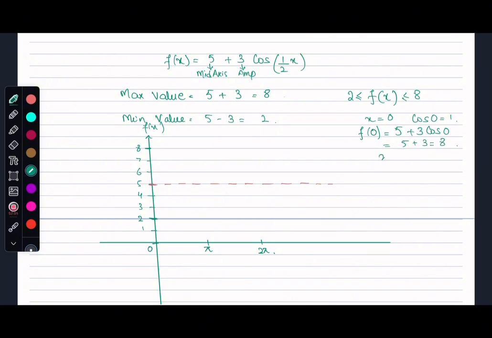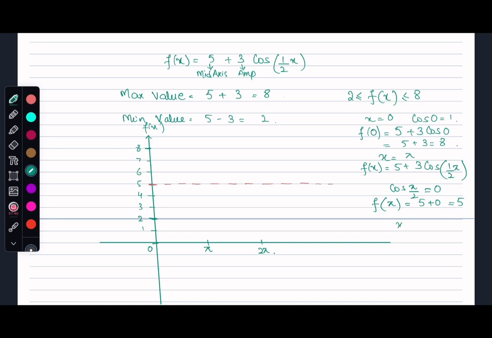And then for x equals pi, if I substitute x as pi, I will be getting f of x, which then shall be equal to 5 plus 3 cos of 1 by 2 pi. This becomes cos of pi by 2. Cos of pi by 2 we know is a 0. Therefore, f of pi here shall be equal to 5 plus 0, which then shall be equal to 5.